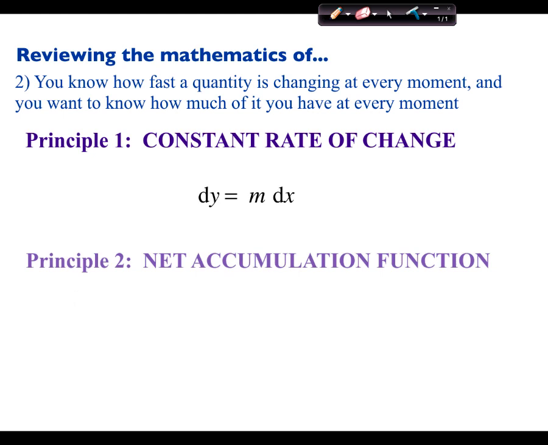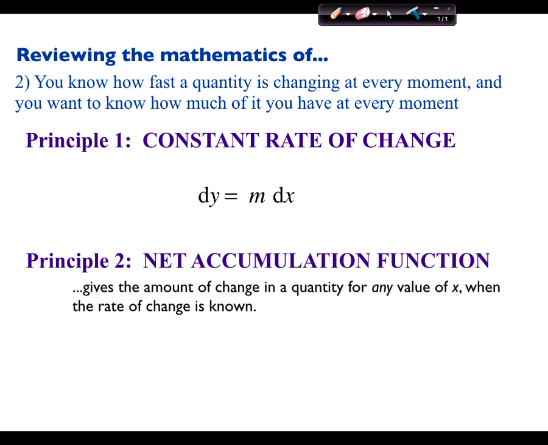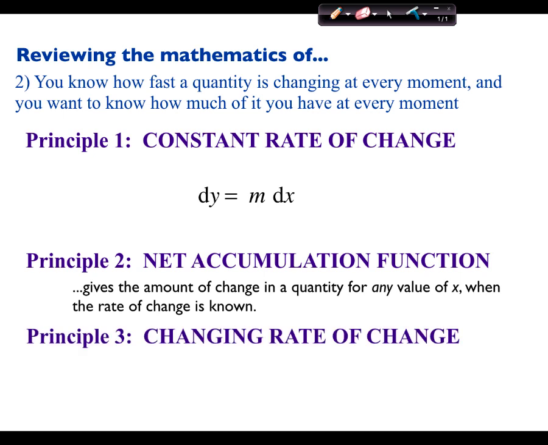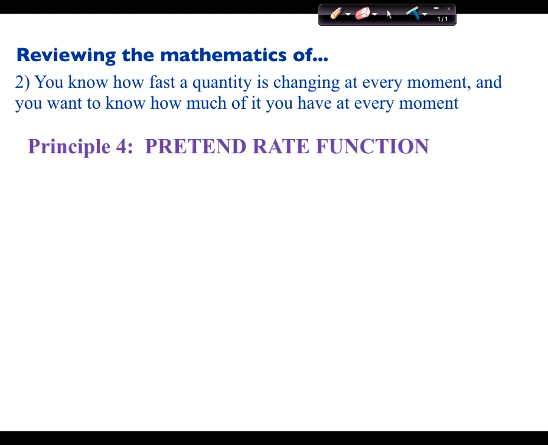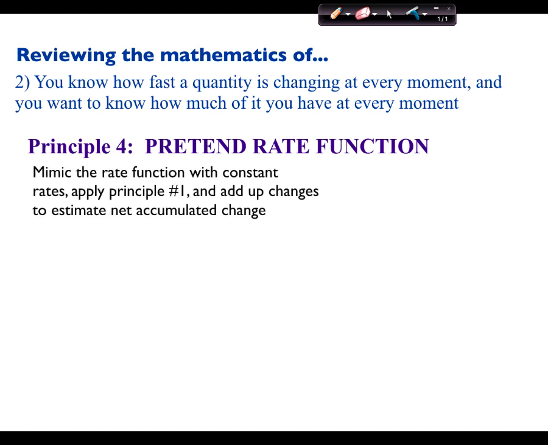All right, so we said the net accumulation function gives the amount of change and the amount of variation in the quantity for any value of x when the rate of change is known. Most rate functions are changing rate functions. Often realistic ones are changing rate. Okay? This is great. You can't write all this down. So pretend rate function, right? We mimic the rate function with constant rates and add up the changes to estimate the net accumulated change. And this was our approximate net accumulation function for a pretend rate function with steps.